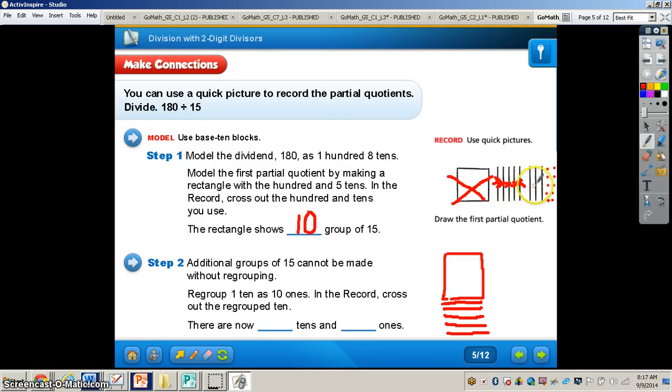Now step 2. What we have here is, as you can see for step 2, groups of 15 cannot be made without regrouping. So what we're going to do is regroup 110, like I did over here. We'll cross that out, and we have 10 ones here. So we'll cross that out. We regrouped it. Now what we can see, there are now 2 tens and also 10 ones.